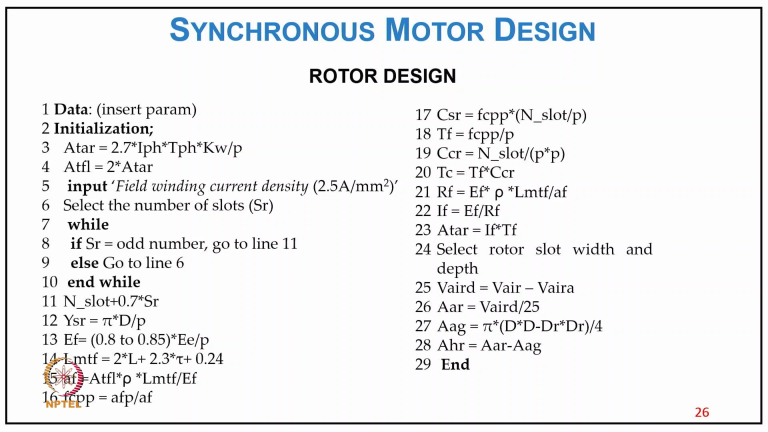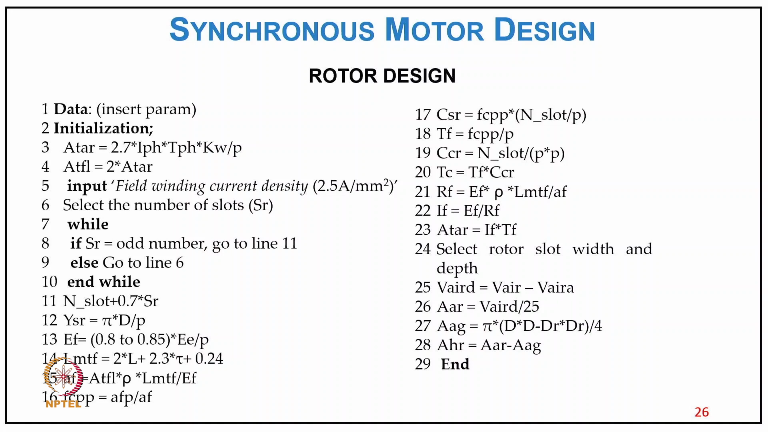F equal to 0.8 to 0.85 E upon P, LMT equal to 12 in plus 2.3 tau plus 0.24, AF equal to ATF into rho into LMT upon AF, and FCAP equal to ATF upon AF. 17: CSR equal to CPP into N slot by P, and 18: TF equal to FCPP divided by P, and 19: CR equal to N slot by PP, and 20: TC equal to TF into CCR, 21: RF equal to rho into LMT upon F, 22: IF equal to F upon RF, and 23: ATR equal to IF TF.